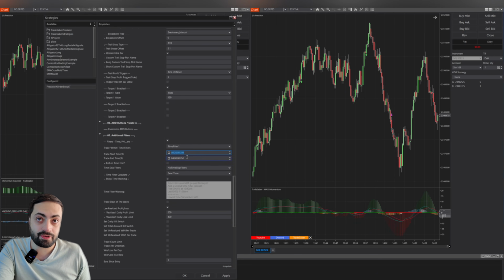Our time filter, they're both set at 9:30 a.m. and this is Eastern time zone. So if you're in a different time zone, make sure you adjust. The trade end time, that's 4 p.m. Again, Eastern time. I have not seen this trade, I think, past 10 a.m. So you definitely probably don't need this much. I just have it there as default.